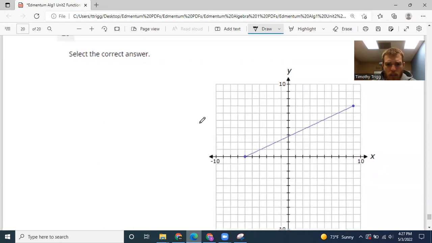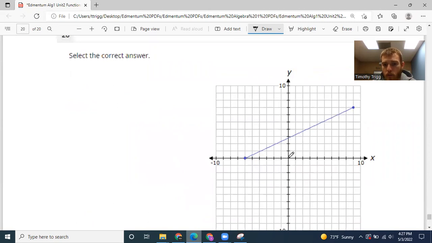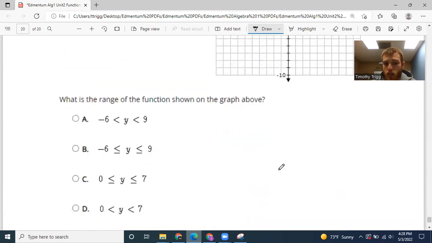Select correct answer. What is the range? The range are the y values. So from this point, we're looking at the y value. That's a y value of 0. And then what's the y value here? Well, that's a y value of what? So figure out which of these shows the correct range.